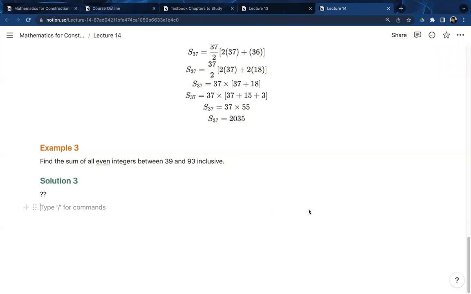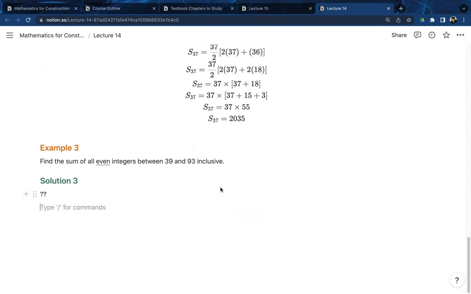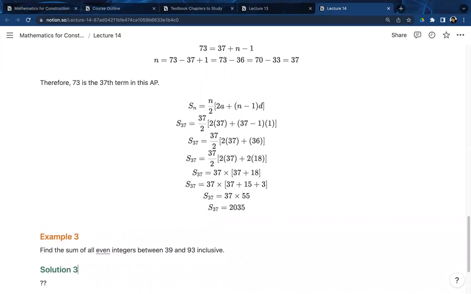Okay, so a very similar question to what we just did here. It's not a lot of working, right? Finding the sum of all the even integers between 39 and 93 inclusive. Obviously, 39 and 93 are not even, so they wouldn't be included in the sum, right? But how would you go about doing a problem like this using your knowledge of APs? So again, you've got to think about the mathematics, think about what you have and what you need, and then just do the algebra. It's really just algebra at the end of the day, right?